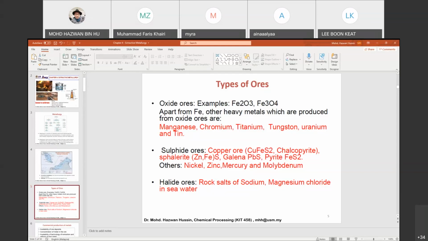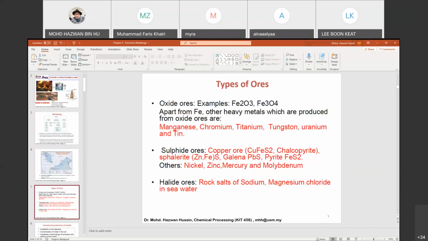Apart from iron, other heavy metals which are produced from oxide ores are manganese. You can also have manganese oxide, chromium oxide, titanium oxide, tungsten, uranium, and also tin. I think in Malaysia we don't have uranium oxide. In some countries like Pakistan, they have uranium.